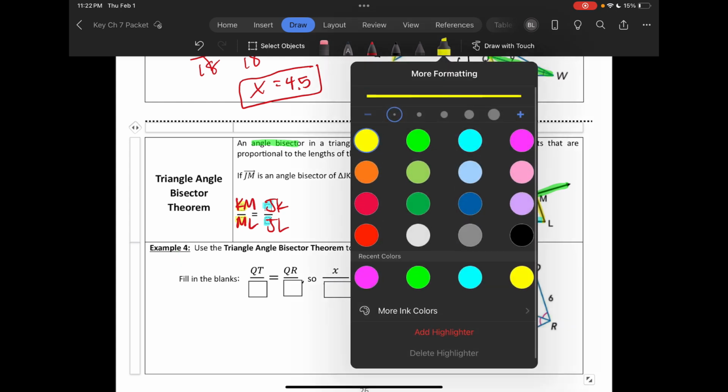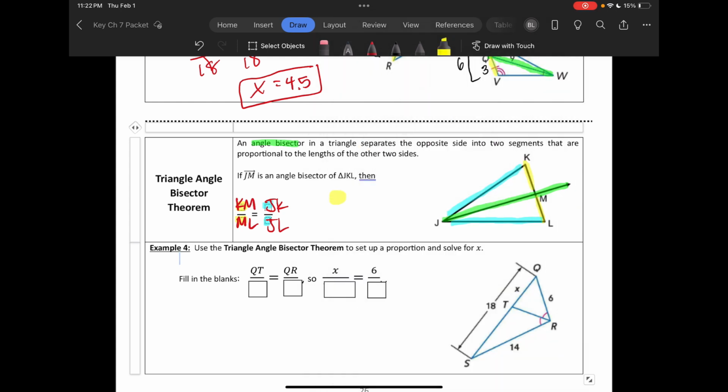Okay, what I can also do though is set this up as having our yellows on top and the blues on the bottom. So in other words, yellow over blue is equal to yellow over blue. So what that would look like is KM over the blue section, which would be JK, is equal to ML over JL. Okay, you could set it up either way. Just make sure that once you set up that first ratio, you make the second one consistent and set up in a similar fashion. So with that being said, we'll jump into example 4.